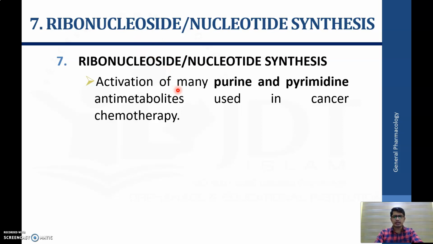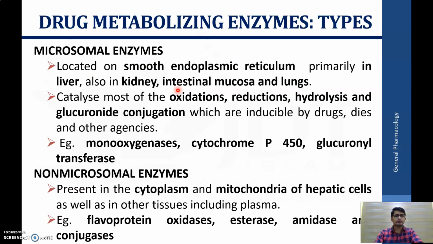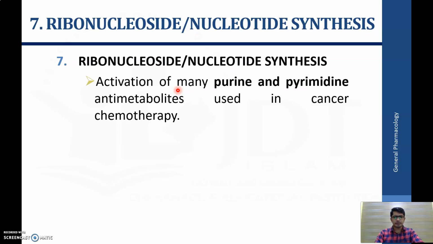So that is all about the classification of metabolism, phase 1 and phase 2 metabolism. After the phase 1 metabolism, the metabolite may be active or inactive, and after the phase 2 reaction it will be inactive and it will be polar, water soluble, so that it can be easily excreted without reabsorption in the renal tubules.